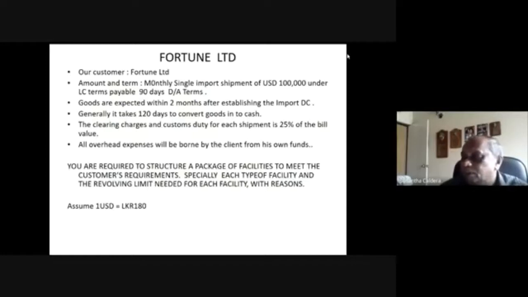Import line is for 10 million. 10 million import line within which LCs, import bills, shipping guarantees, acceptance are to be handled. At such a time, if we have open LCs up to 800,000, before we receive the first bill, we can open LCs up to a total of 8 lakhs.